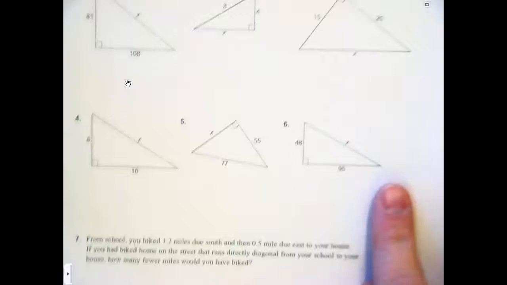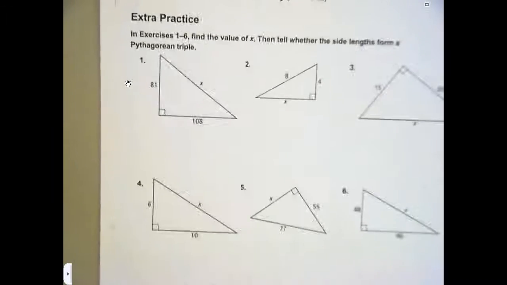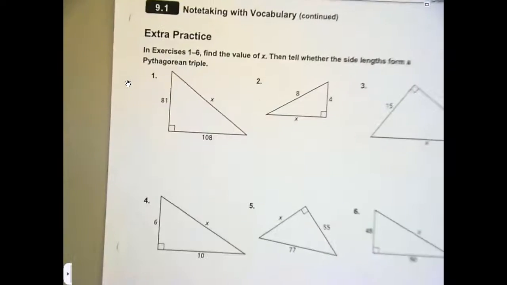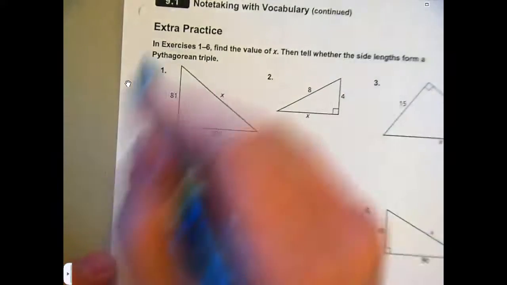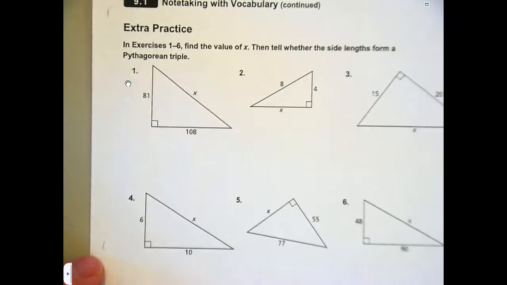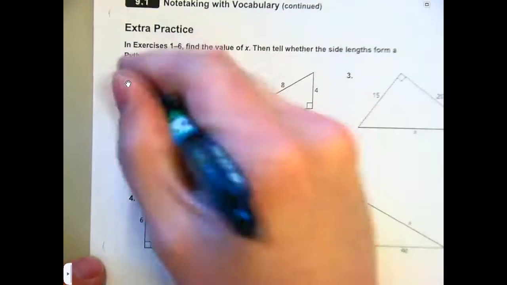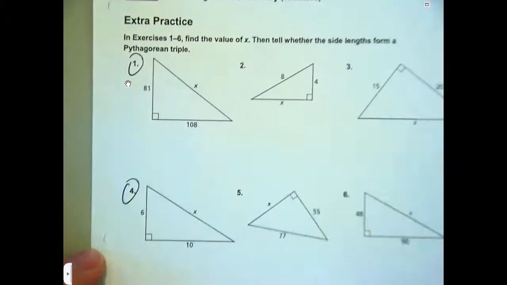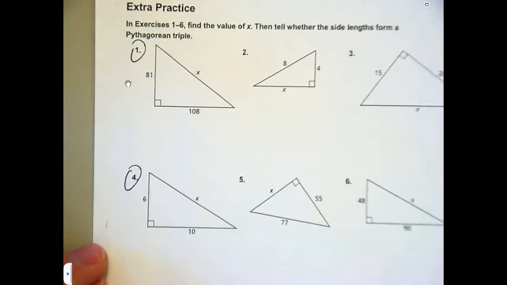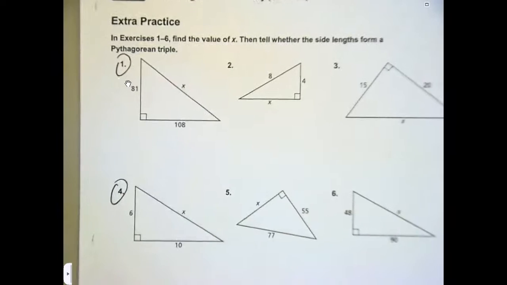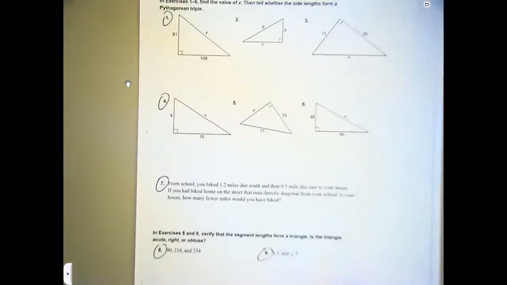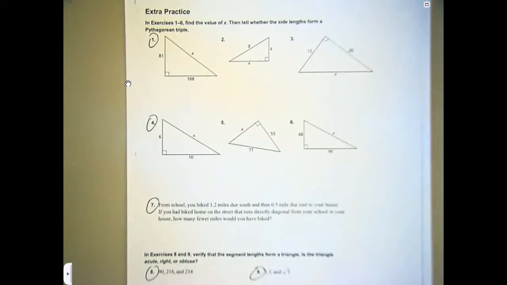Moving on. Next page. I want you to take a look at number 1, number 4, number 7, number 8, and 9. If you have time, you can look at the other ones. 1, 4, 7, 8, 9. Off you go, work with your groupies. It's on page 246.